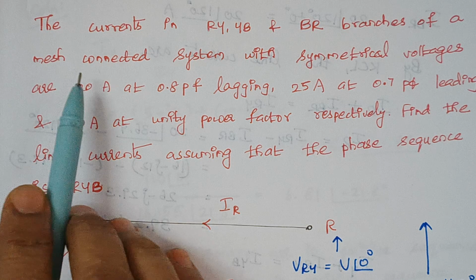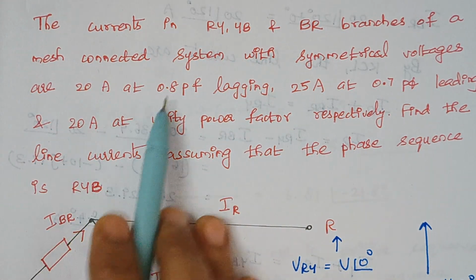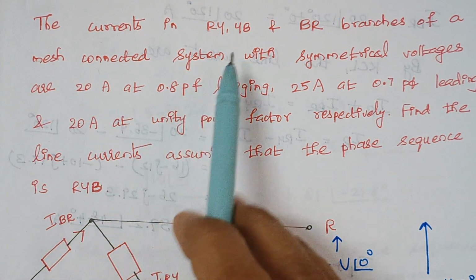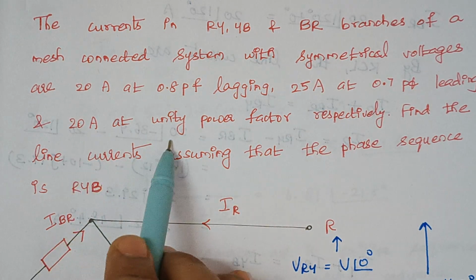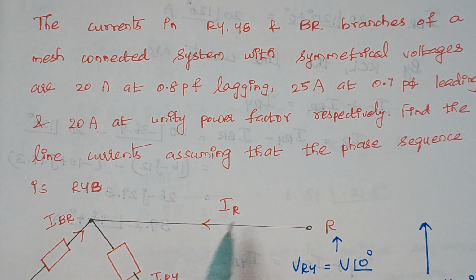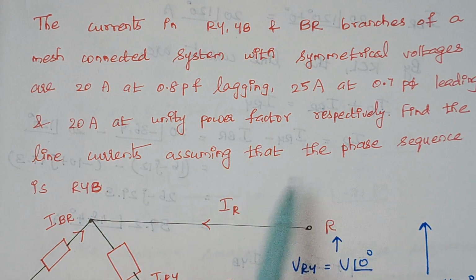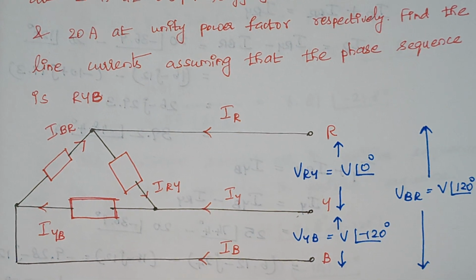That is delta. So the currents flowing in the respective branches are given here. The current flowing in RY is 20 amps at 0.8, YB is 25 at 0.7, and BR is 20 amps at unity power factor. Find the line currents assuming that the phase sequence is RYB. So here we need to calculate the line currents. What are the line currents? The line currents are IR, IY and IB.